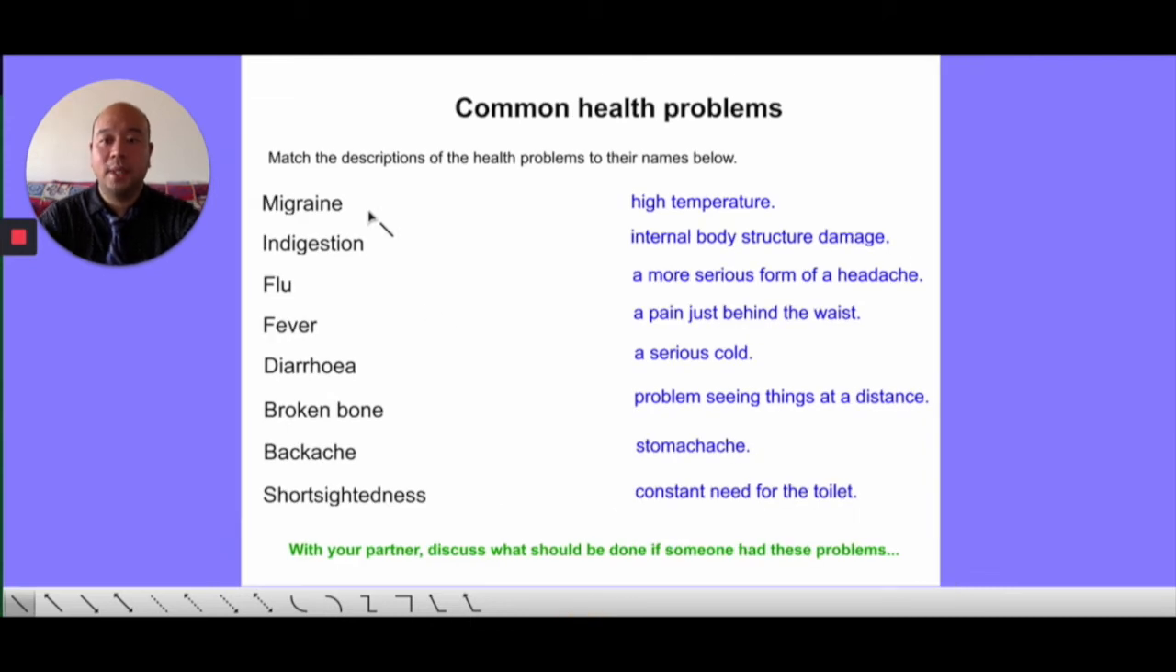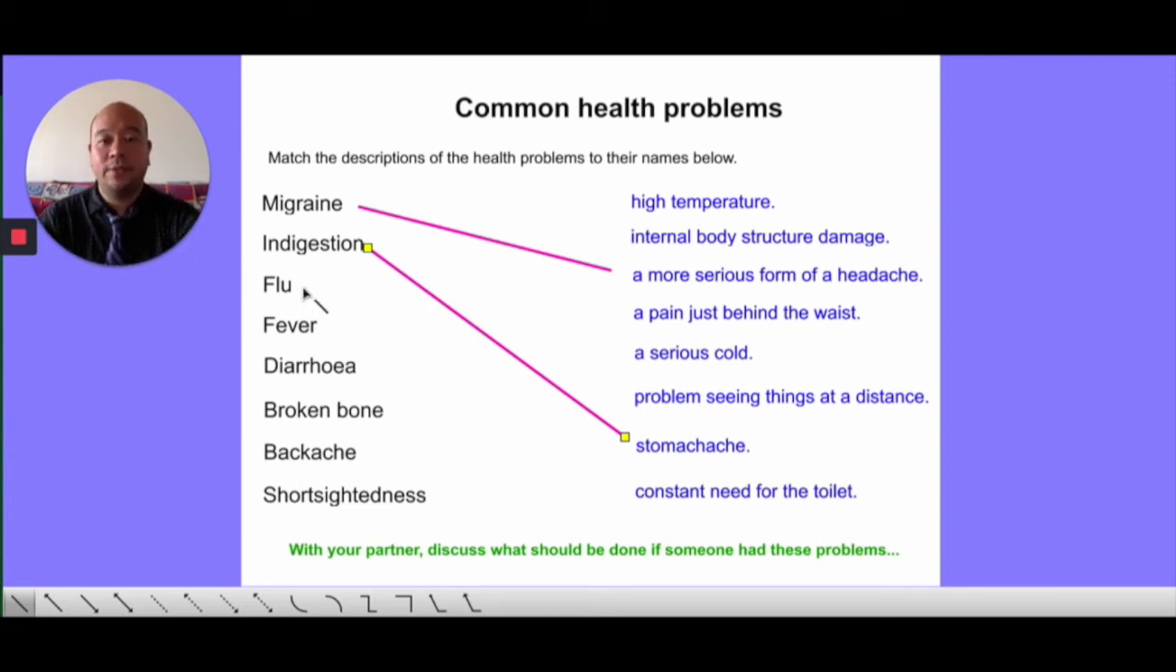So the first one is migraine. What's a migraine? A migraine is, we can think of it as a more serious form of a headache, like a big thumping headache, very, very painful. Indigestion. What's an indigestion? This is a stomach ache. Okay. Maybe you ate something that wasn't very clean or very fresh. You might have indigestion.